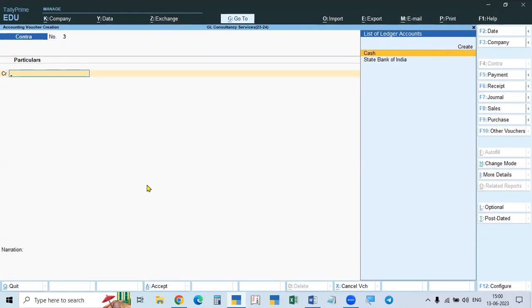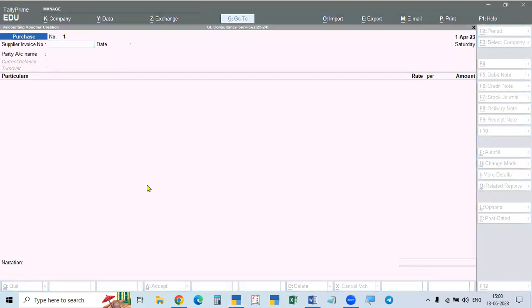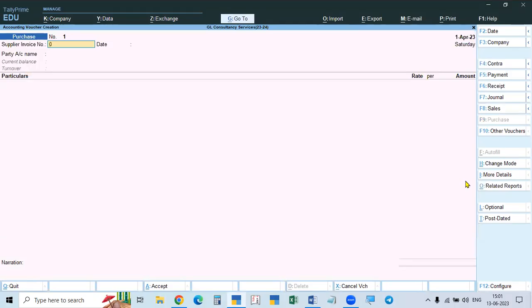That is why we have to show it as a purchase. If you show it in purchases, you show the tax separately, and the tax can be recovered as input tax credit. That is why, whether it is a purchase or any expense, if we are purchasing with tax, then we have to show it in purchases. So in this case, we go to the purchase voucher, and here the bill number is 02, and that is the date.